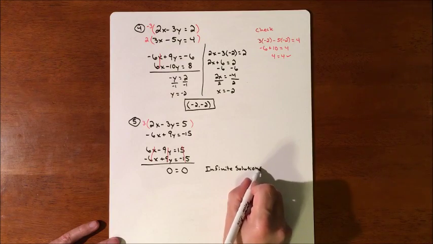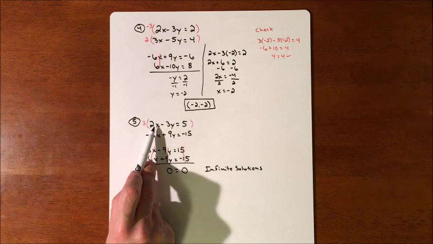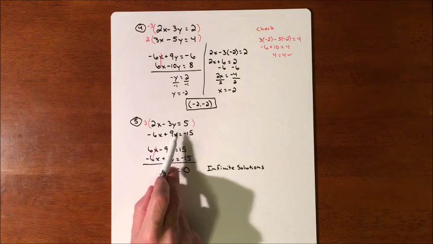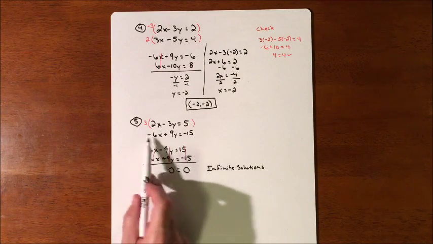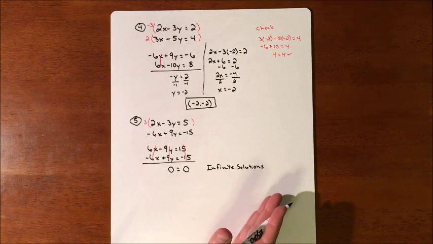It's because they are exactly the same line. The second equation is a perfect multiple of this equation. If you take every single piece on this equation and multiply it by a negative 3, you would get the exact same equation as this one. So they're perfect multiples, which basically means that they're the same line.